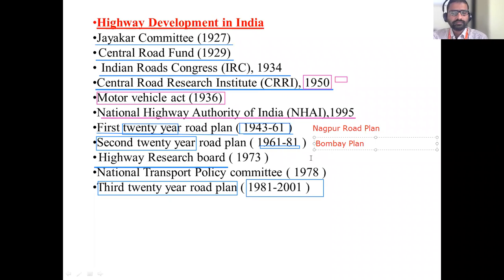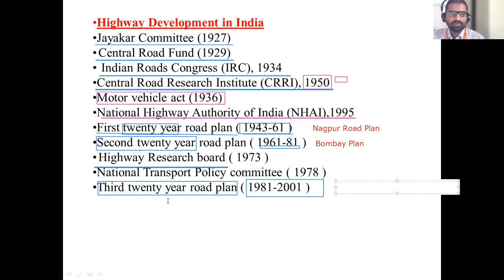So the first 20-year road plan is 1943 to 1961 or 1963. In the options, there will be either 43 to 63 or 43 to 61. You have to click any one. And the second 20-year road plan is 1961 to 81, and it is also called the Bombay Plan. Next one is Highway Research Board. Highway Research Board is 1973.